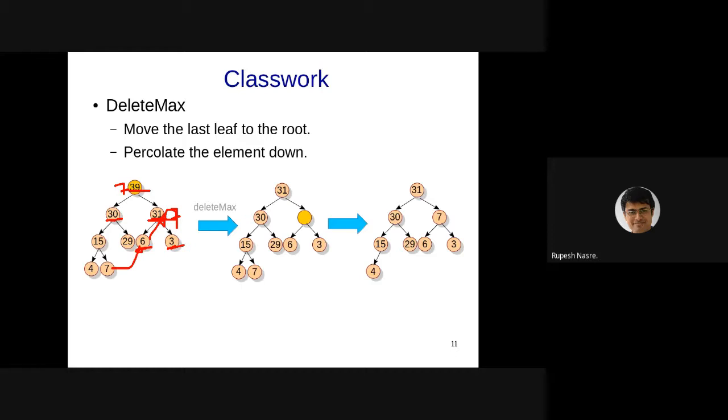Okay, Murari says 30, 29, 31, 15, 7, 6, 3, 4. Will this also satisfy? Are there multiple percolations? No. In this case, there is only one percolation. The reason being that you don't want to violate the max heap property. If 30 becomes the root, then 31 will be its child, and that will dissatisfy the property. Right? So since this is max heap, we have to always move the larger of the two. So in this case, between 30 and 31, 31 has to move. And opposite in case of min heap.